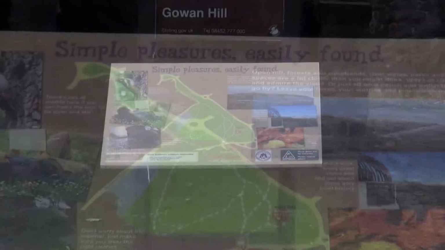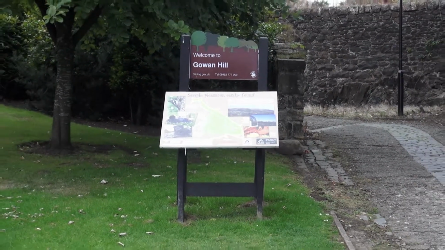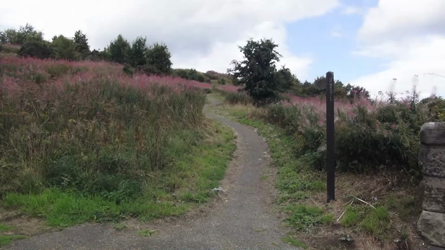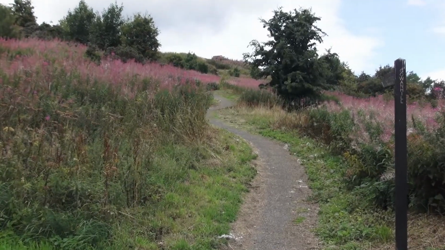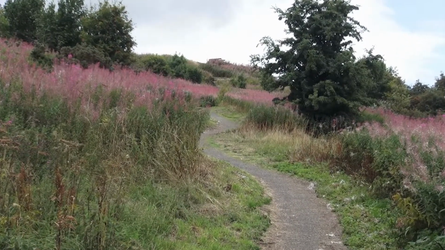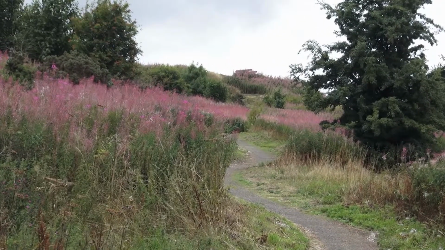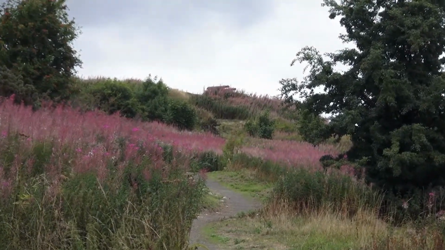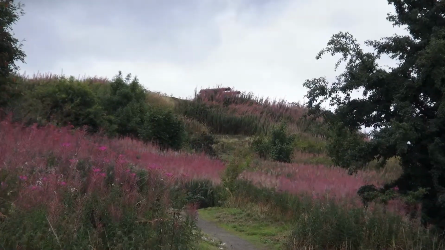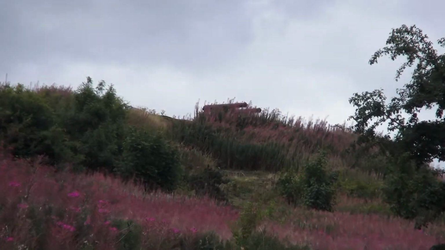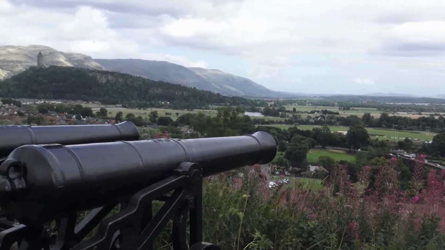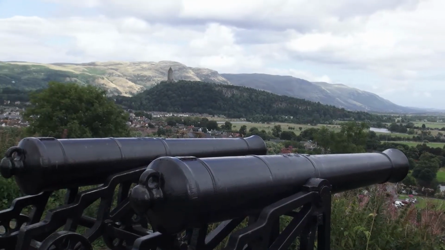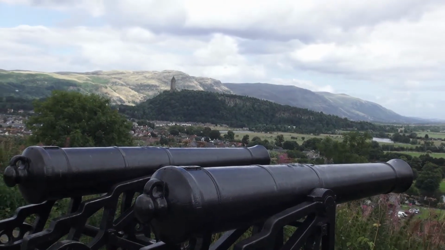And the Duke of Albany was separated from his head. A lot of the streets around here are called after that Duke. Now we're up this path, and you need to be quite fit to go up here. You'll be puffing and panting at the top. At the top of the Gowan Hill here you get a good all-round view of the Castle Stirling.